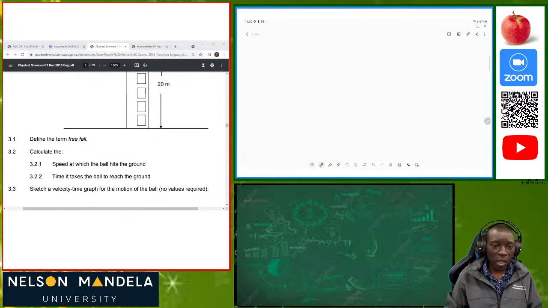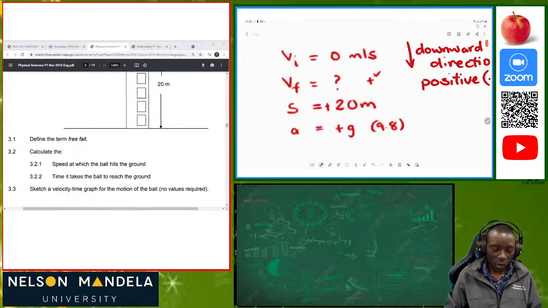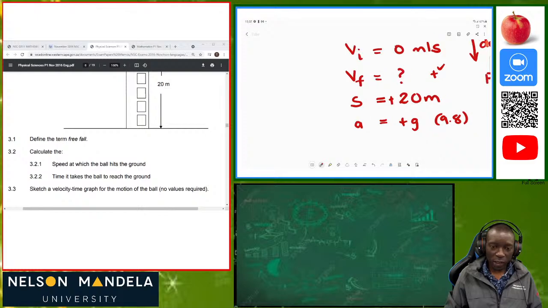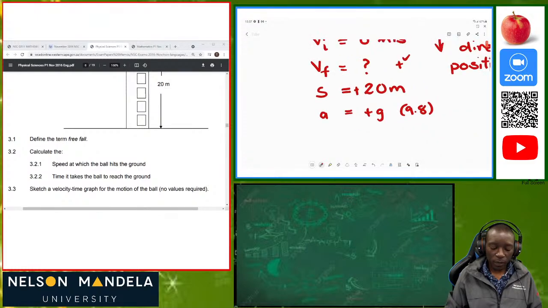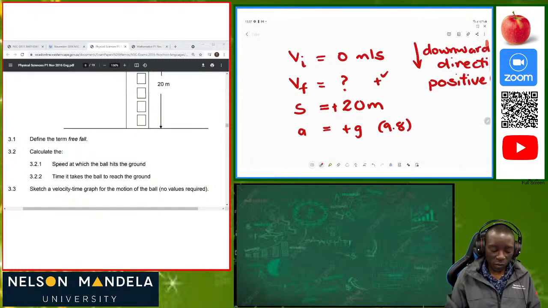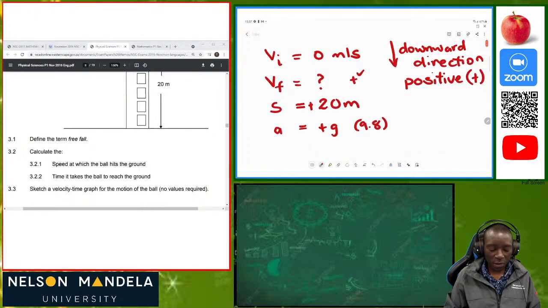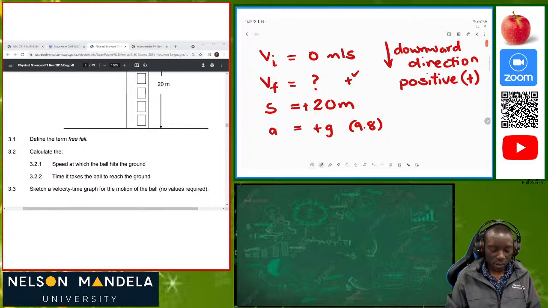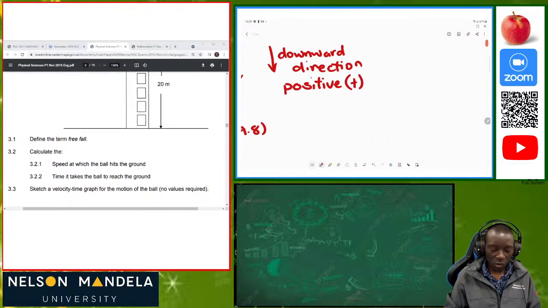Now the speed of the ball when it hits the ground is basically Vf. We want to find Vf. For us to find Vf, we need an equation that relates Vf to the quantities that we already have. We have S, we have Vi, we have A, we don't have T. So you won't use any equation that has T.